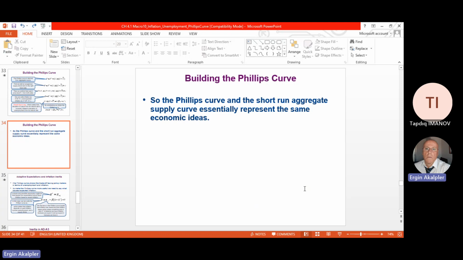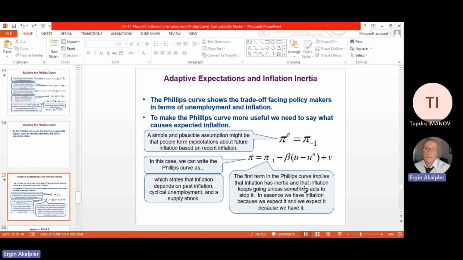Building the Phillips curve: the Phillips curve and the short-run aggregate supply curve essentially represent the same economic ideas. With adaptive expectations and inflation inertia, the Phillips curve shows the trade-off facing policymakers between unemployment and inflation. To make the Phillips curve more useful, we need to state what causes expected inflation. A simple, plausible assumption is that people form expectations about future inflation based on recent inflation.